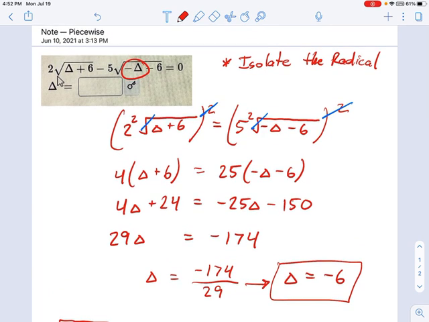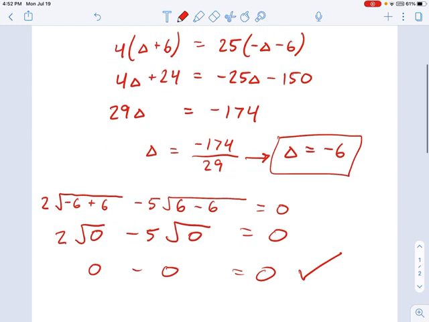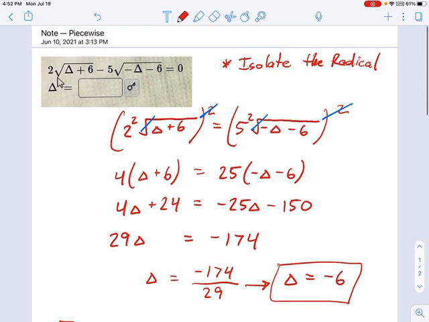The things you want to watch out for are when you check your work and it doesn't check out, or if it causes a negative to appear inside the radical. That would produce imaginary terms. So be very careful. Always check your work now with these radical equations.